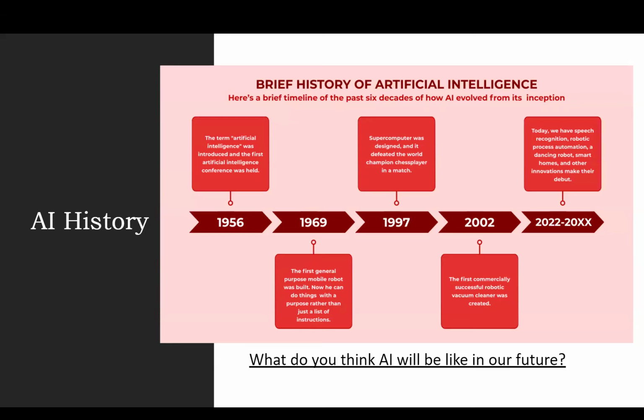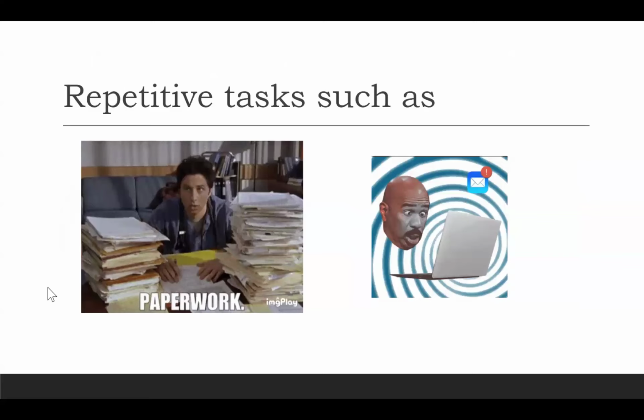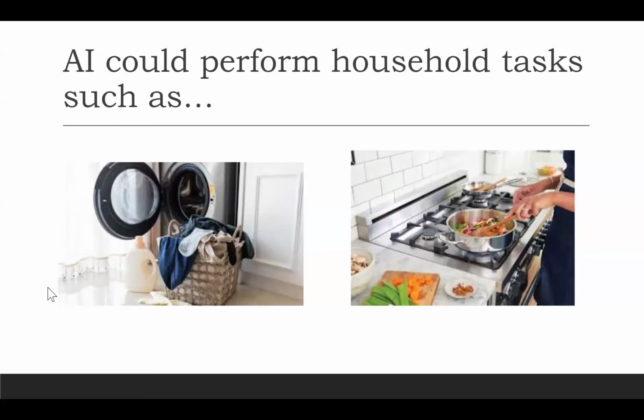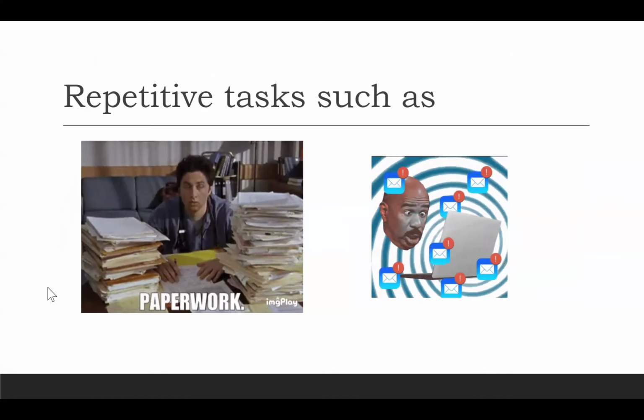Yeah, that's a good idea. So in the future they could help with human jobs more. Some ideas are they could do simple tasks like putting the laundry in the laundry machine, or making a simple meal. They could also do more repetitive tasks to save humans' time.